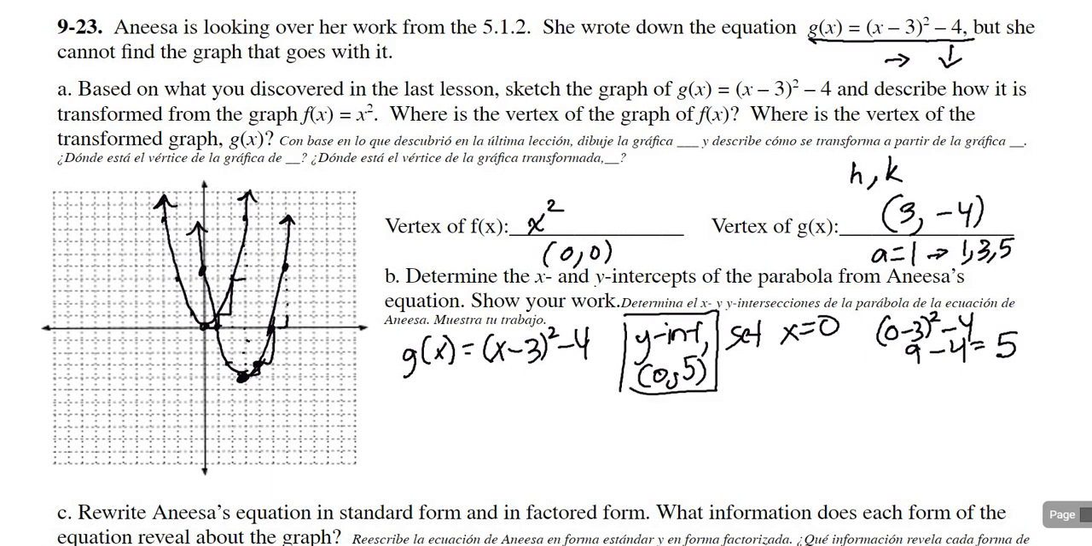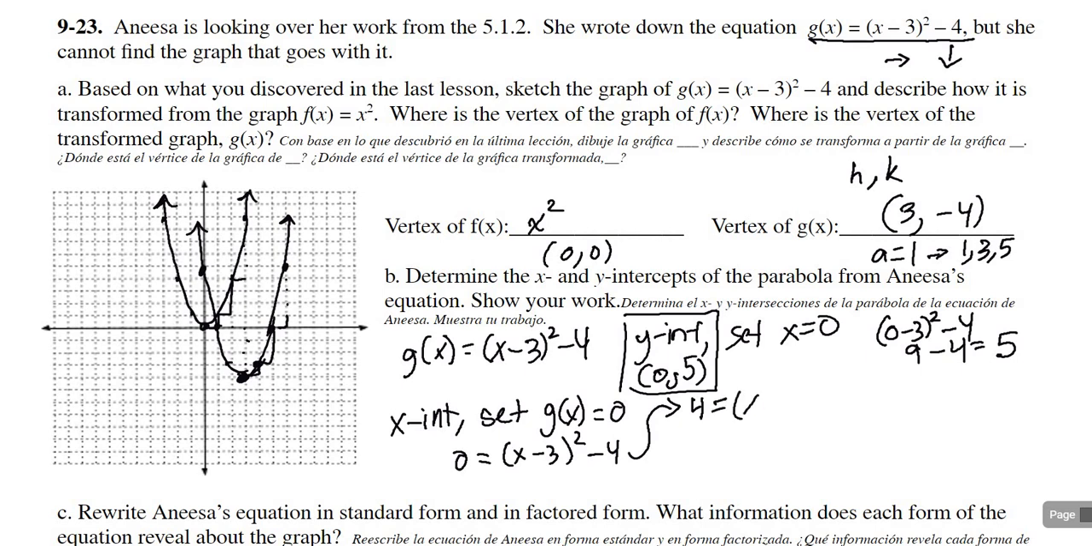For my x-intercept, I set y equal to 0 and solve the resulting equation. Set g of x, which is my y in this case, equal to 0. So I have 0 equals (x minus 3) squared minus 4. The first thing I'll do is add 4 to both sides: 4 equals (x minus 3) squared. Then I take the square root of both sides, and I get plus or minus 2 equals x minus 3.